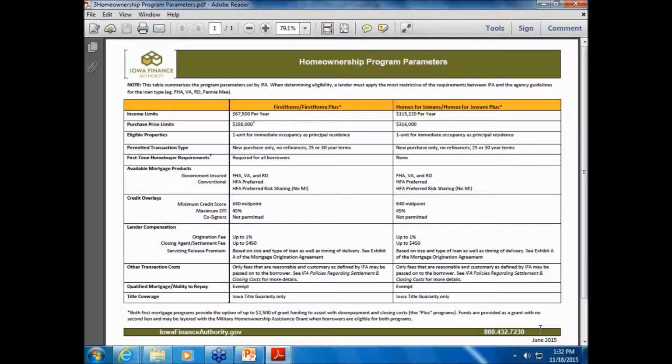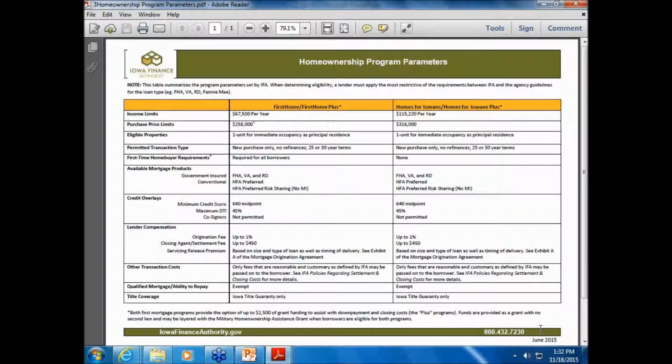And again, in both programs, Homes for Iowans and First Home, we only allow fees that are reasonable and customary, and those are the ones that can be passed on to the borrower under our programs. Now, you may have more restrictive guidelines elsewhere or under the state laws or other policies and regulations, and there's some variability there. So you also, again, have to comply with the most strict guidelines. But for our purposes, we have available a cheat sheet that tells you what we consider to be reasonable and customary. And we'll go over that in a little while, a few slides down.